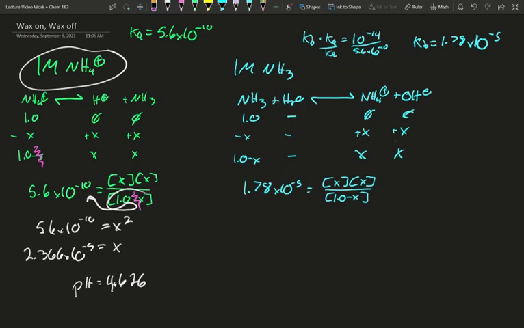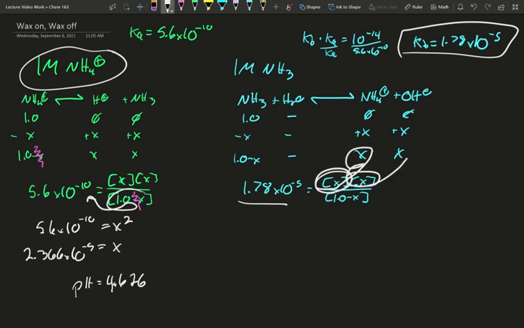Well, this is acting as a base, so we need a Kb. Remember that our Kb times the Ka for conjugate acid-base pair must equal Kw, which is 10 to the minus 14. So we can solve Kb. I can divide Ka off both sides. Our Kb ought to be 1.78 times 10 to the minus 5. Plug that in. Products on top, so our ammonium, our hydroxide, they're both X. We have 1 minus X for our starting material, our ammonia on the bottom.